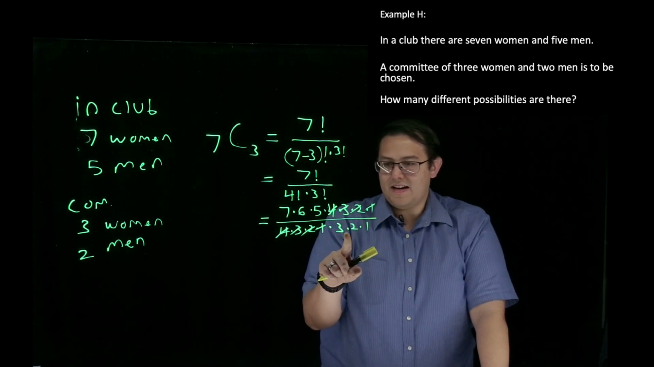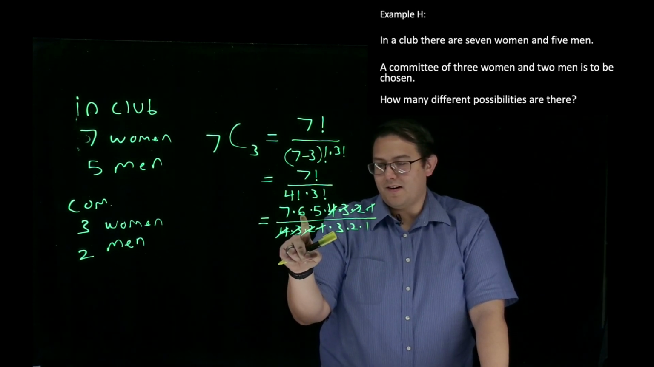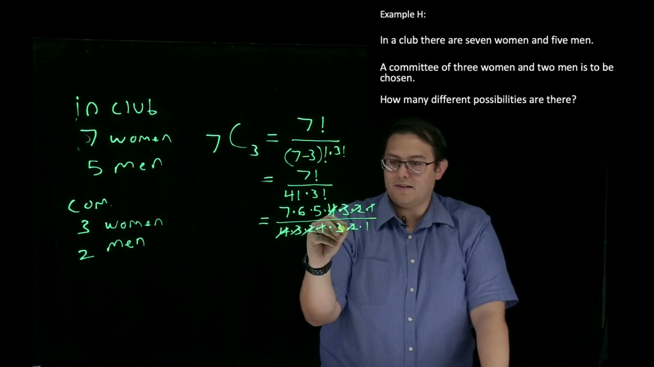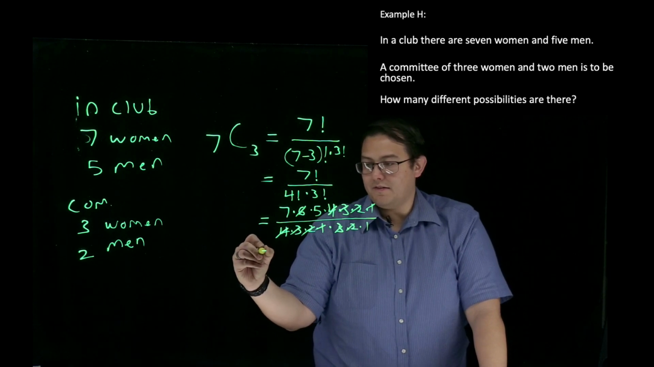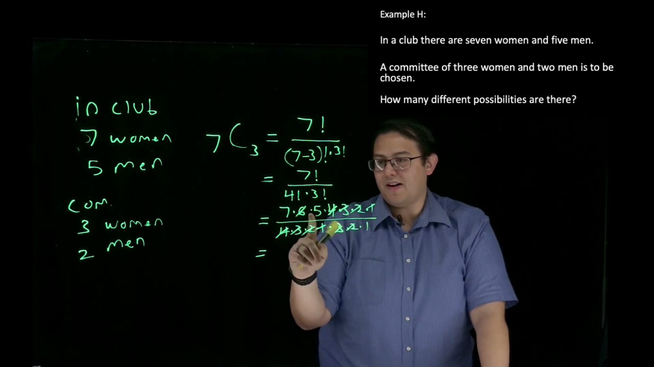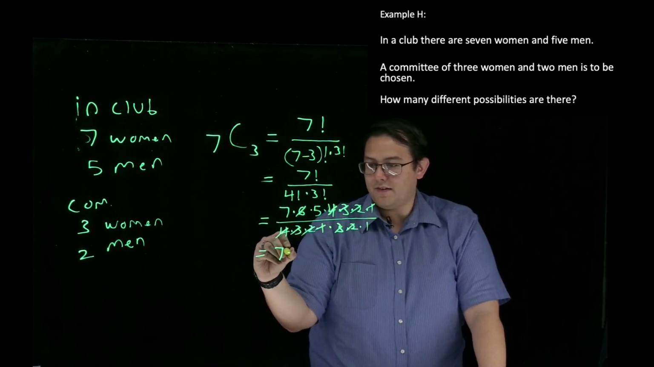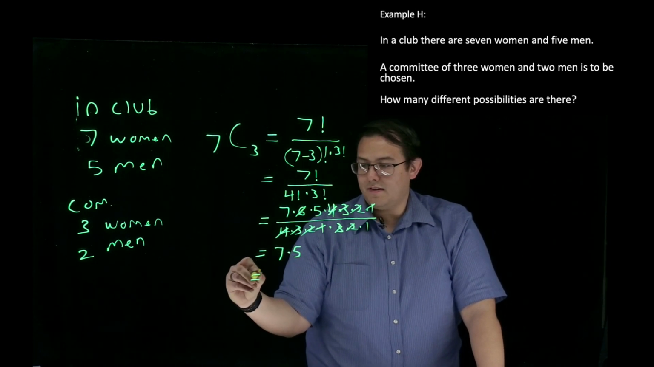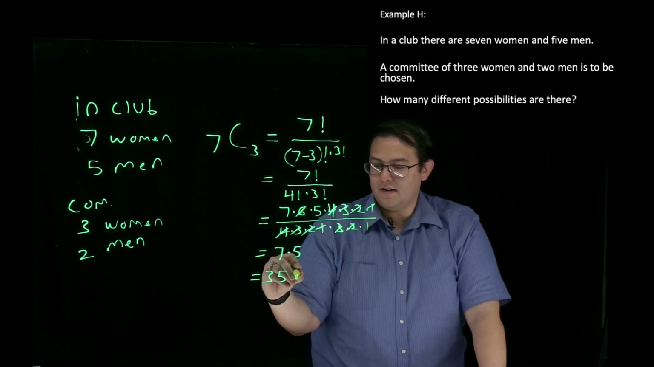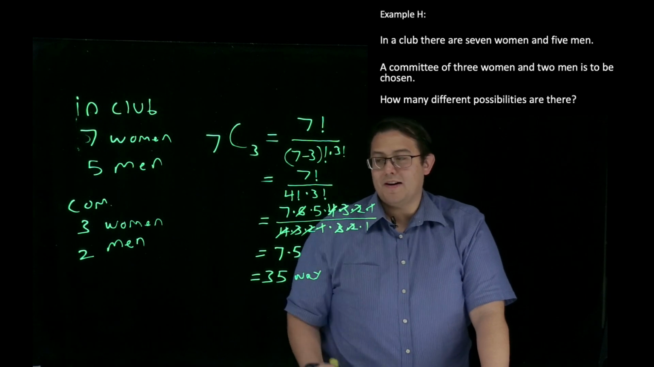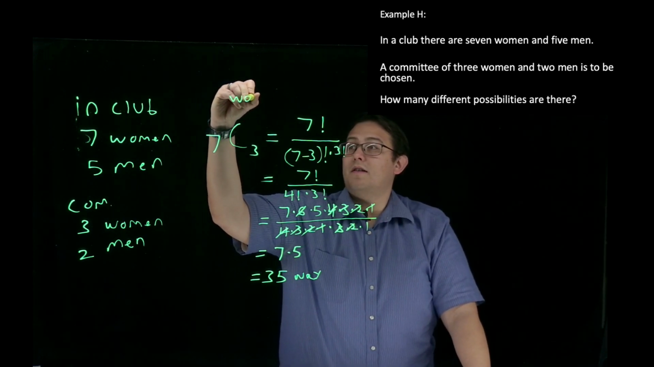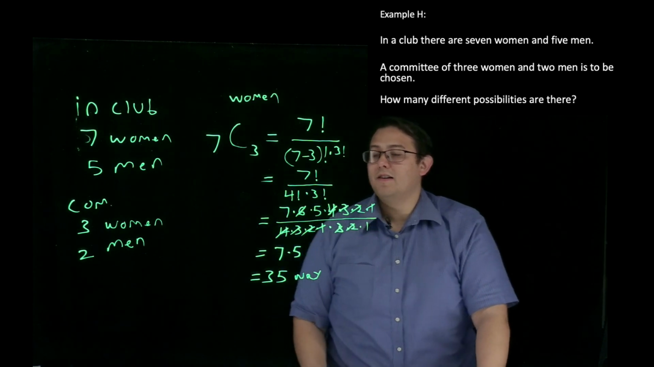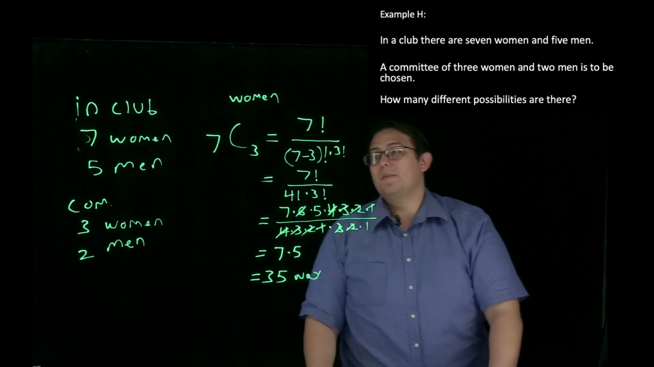And if you multiply that, you get 6. And luckily for us, we have a 6 in the numerator. So these 2 divide out with that 6 there. And you're left with 7 times 5. So then there are 35 ways to choose the women. So this is for the women. Put that up here. Okay. So this is the number of ways we can choose the women.